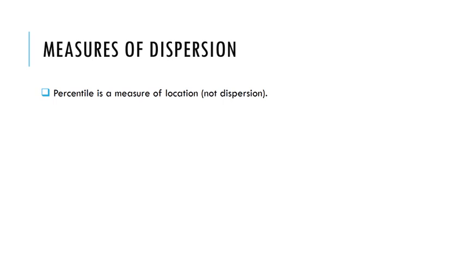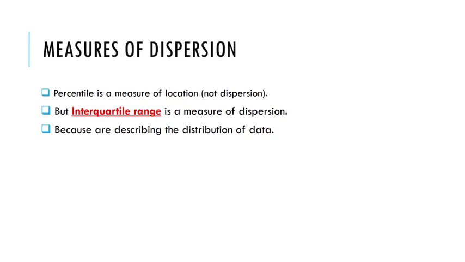Now, a percentile is a measure of location, as we said. It's not a measure of dispersion. So hopefully you're asking, well, then why are we talking about it in this lecture? Well, we have something related. The interquartile range is a measure of dispersion. So while percentile itself is not a measure of dispersion, something related called the interquartile range is, because with the interquartile range, we're describing the distribution of data. How is it distributed?